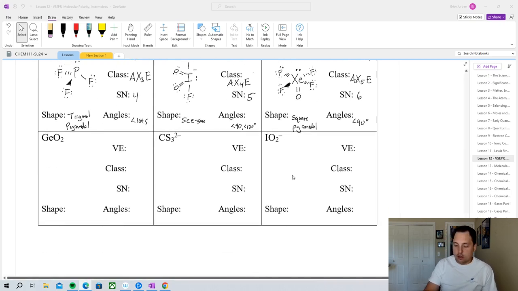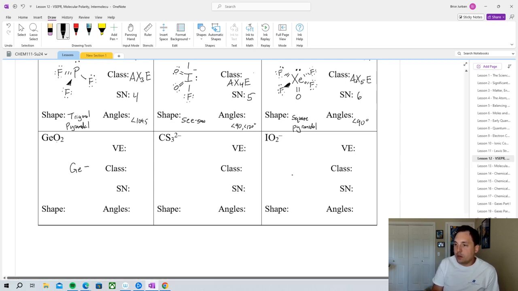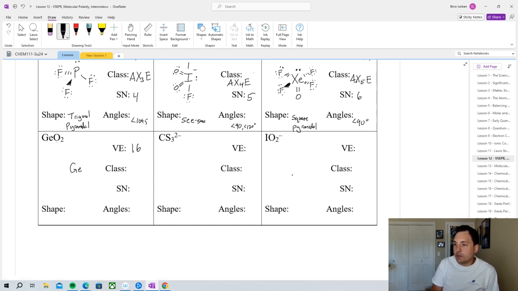Okay. Last 3 examples I have. This one, I think we've done this one already. This is similar to carbon dioxide. Germanium is below carbon. And we're going to have a total of 16 valence electrons. For this one, if we try to give each of the oxygens 8 electrons, we'll be left with no lone pairs. And then the germanium won't have a full octet. So we have to do double bonds here.